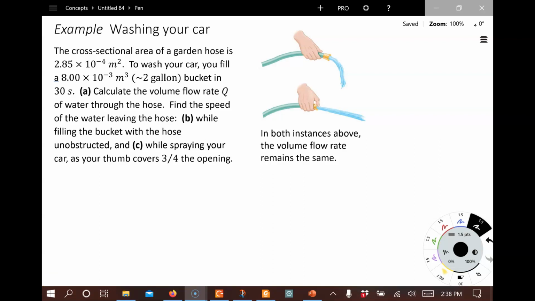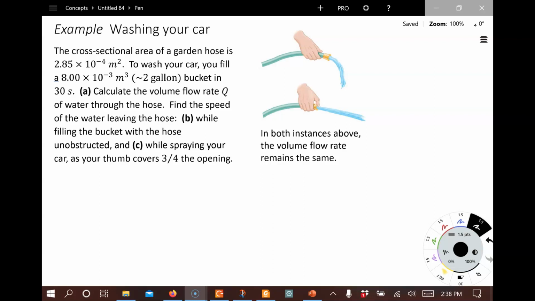Hi, this is an example problem from Chapter 12 on fluid flow. Pause for a moment and read the question. This is one that you're probably familiar with if you ever used a hose to wash anything or water anything. We know that if you constrict the opening of the hose with your thumb, that will make the water come out of the hose at a faster speed. So we're going to look at that here.